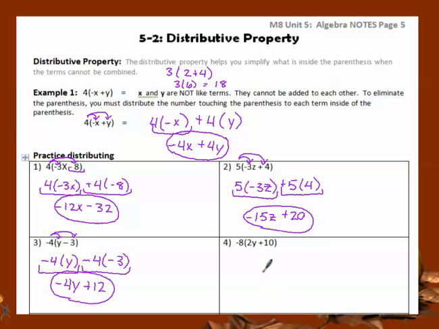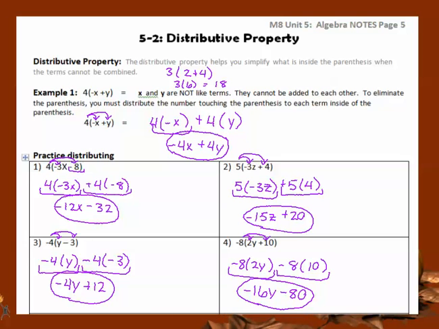Alright, now that you've done this one on your own, let's check it together. So remember, we do outside times the first, outside times the second. So I have negative 8 times 2y. Then I have minus 8 times positive 10. Negative 8 times 2y gives me negative 16y. Negative 8 times 10, put your brackets on there, gives me negative 80. And those don't combine, so that's where I'm going to stop.